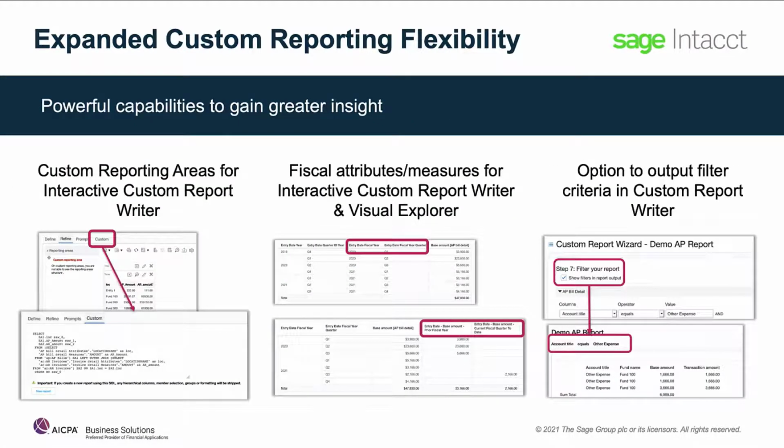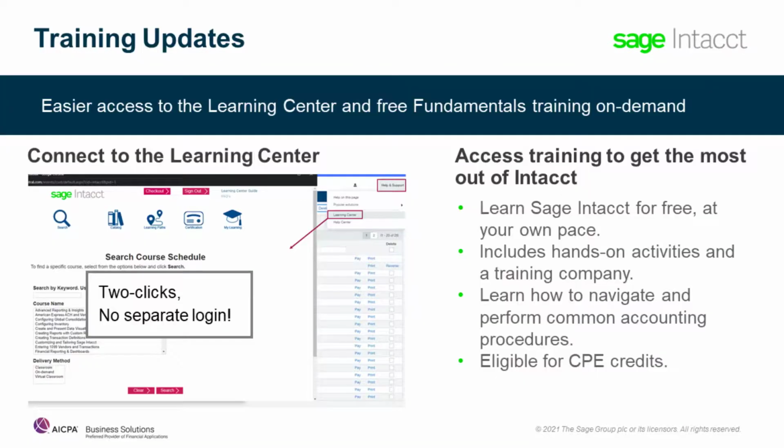In addition to the GL Dimension Balances report, we've also enhanced custom reporting in 2021 Release 2. In Interactive Custom Report Writer, we're taking flexibility to another level by enabling customers and partners to join reporting areas on the fly. We've also added more fiscal-related attributes and measures to make it easier to create custom Interactive Custom Report Writer or Interactive Visual Explorer reports and analytics. Lastly, based on customer feedback, we've added a new option to output filter criteria in reports created using the standard Custom Report Writer tool.